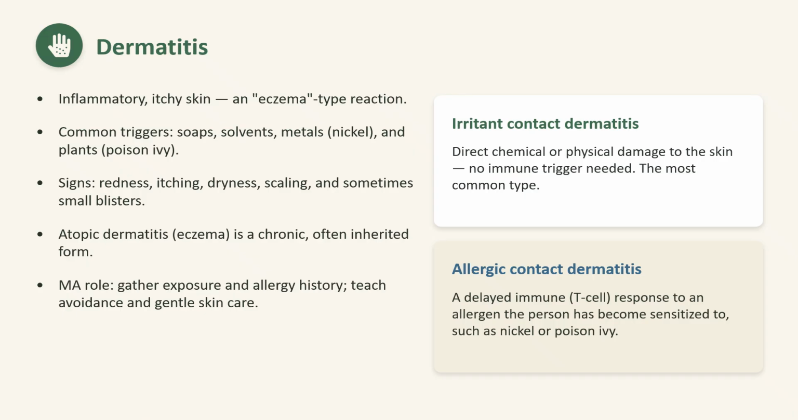Our first condition is dermatitis, which simply means inflammation of the skin. You'll also hear it called eczema. The hallmark is an itchy, red, inflamed rash, and it's one of the most common reasons patients come in for a skin complaint. The two cards on the right show the two forms of contact dermatitis.